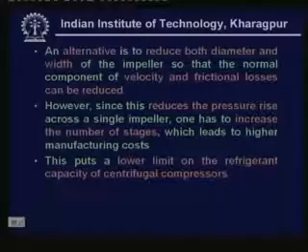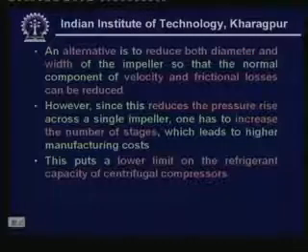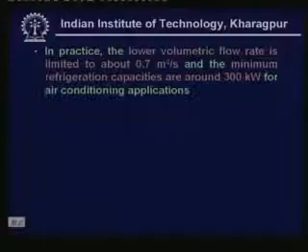Thus you find that for a centrifugal compressor, a lower limit is there on the refrigerant capacity. Okay. And in practice, the lower volumetric flow rate is limited to about 0.7 meter cube per second, and the minimum refrigeration capacities are around 300 kilowatt for air conditioning application. That means you cannot really have a centrifugal compressor for, let us say, 5 kilowatt or 10 kilowatt or something like that, because that becomes too inefficient. It's not that you cannot design it, but the compressor will be very, very inefficient.